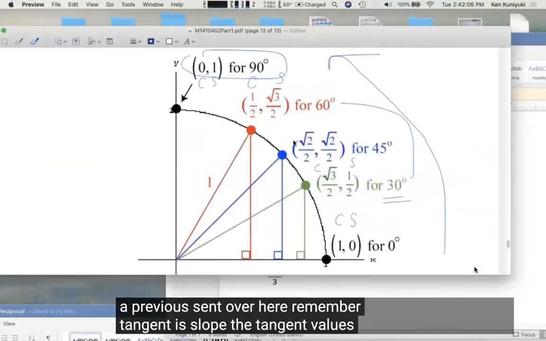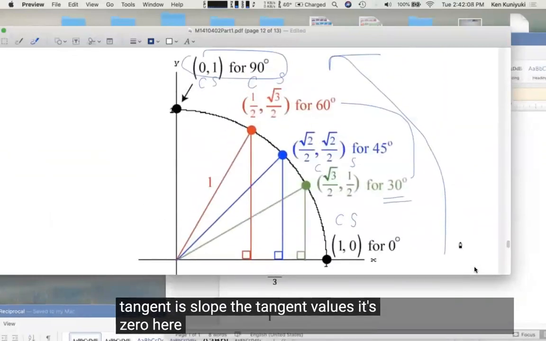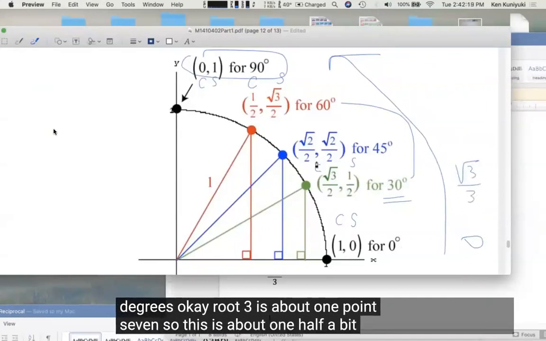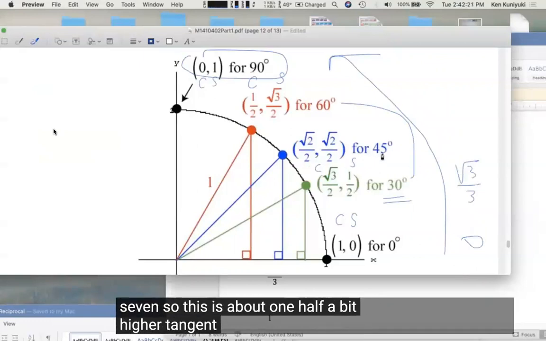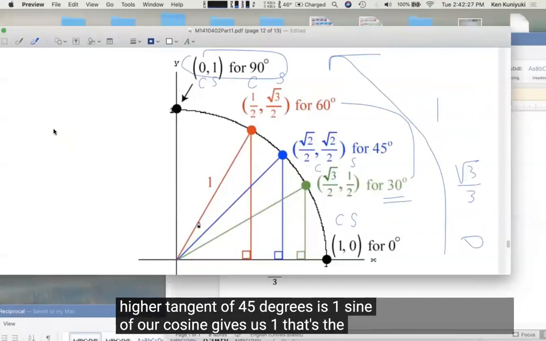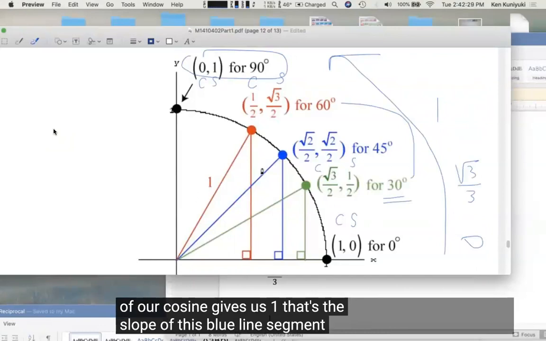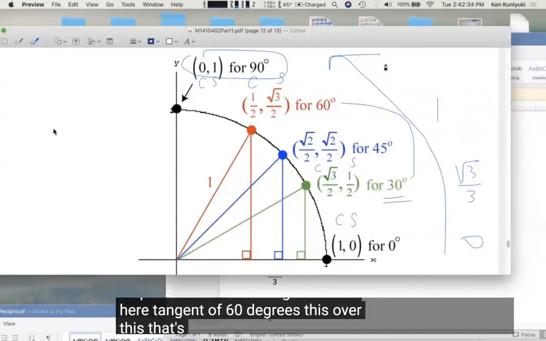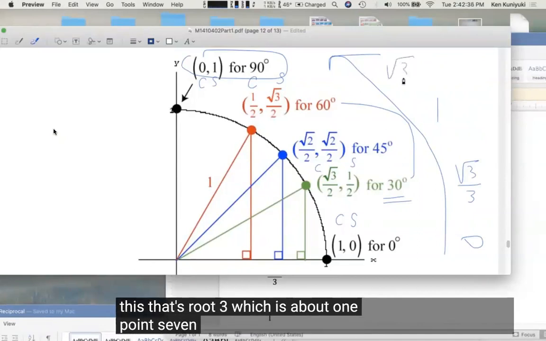The tangent value is 0 here. It's root 3 over 3 for 30 degrees. Okay, root 3 is about 1.7, so this is about 1/2, a bit higher. Tangent of 45 degrees is 1. Sine over cosine gives us 1. That's the slope of this blue line segment over here. Tangent of 60 degrees, this over this, that's root 3, which is about 1.7.